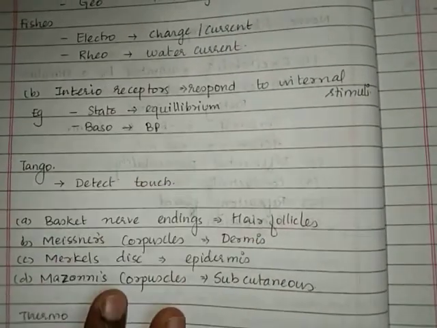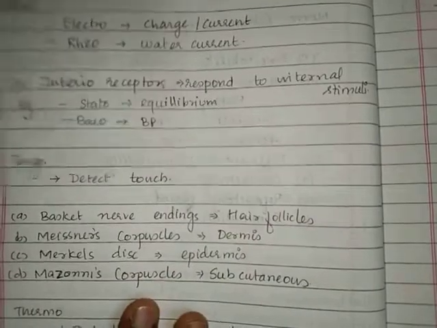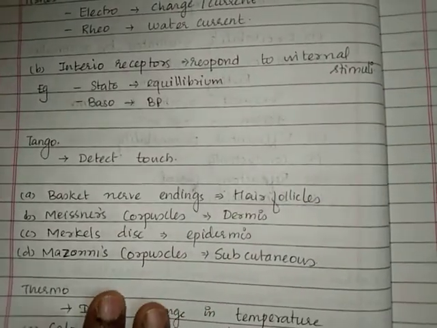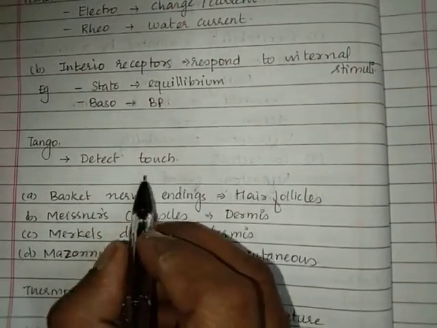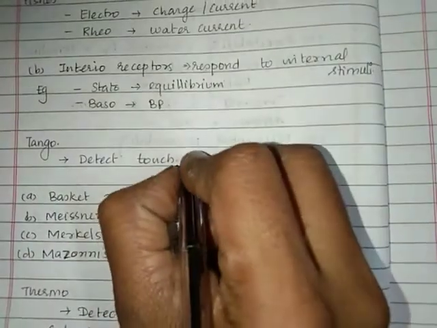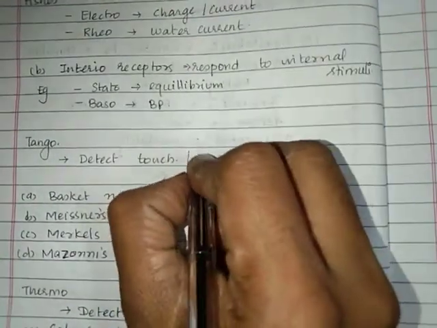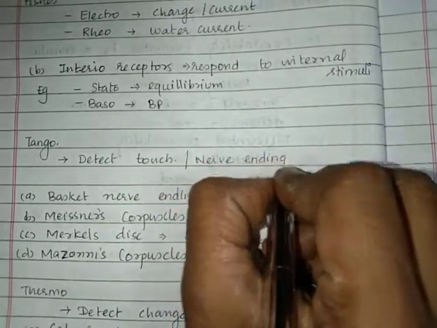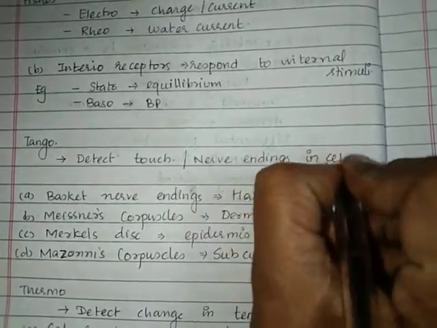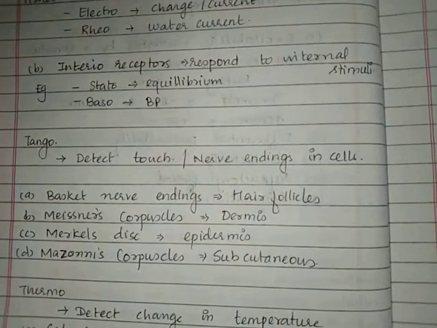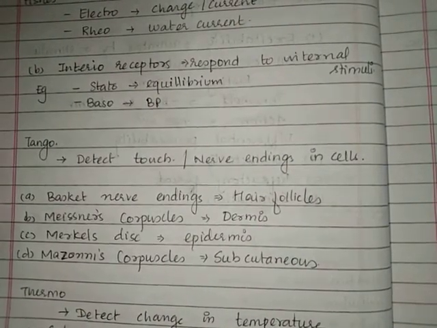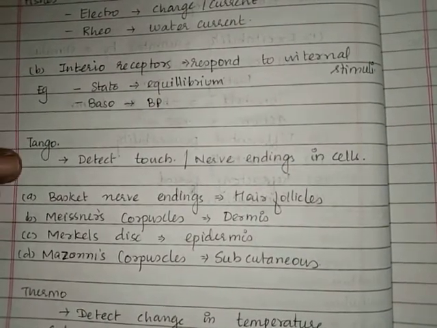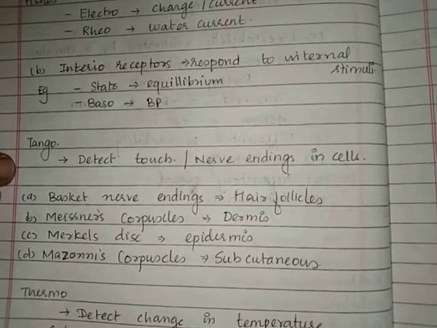So to start with the detailed part of the sense organs, we will first start with the tangoreceptors. Tangoreceptors detect touch, and they are mainly nerve endings in the cells. All the cells in our body are going to have some type of nerve endings, and those nerve endings help us detect the different types of touches.